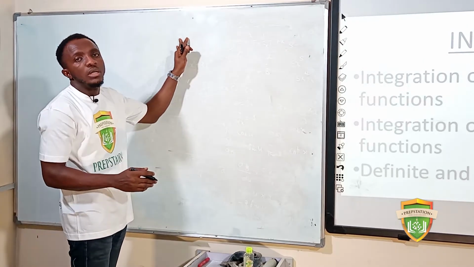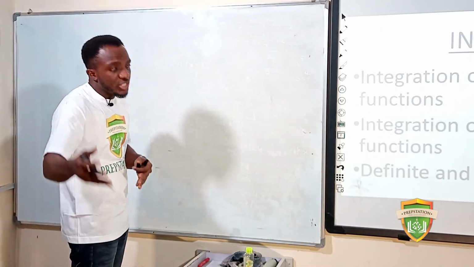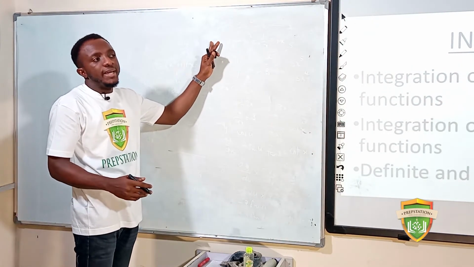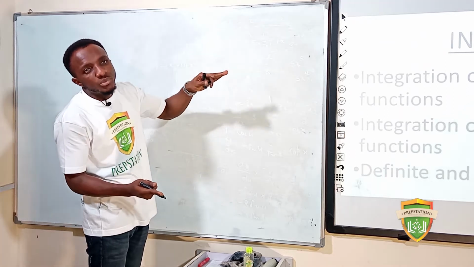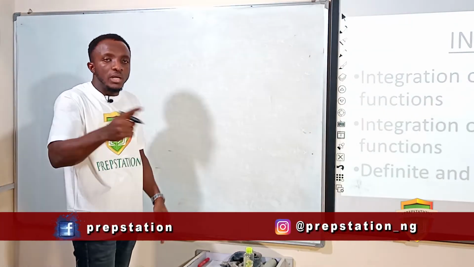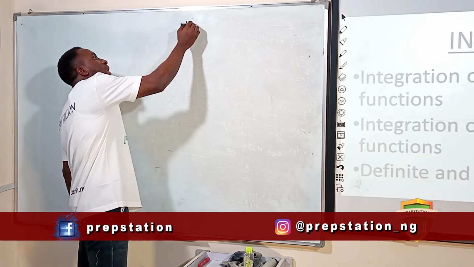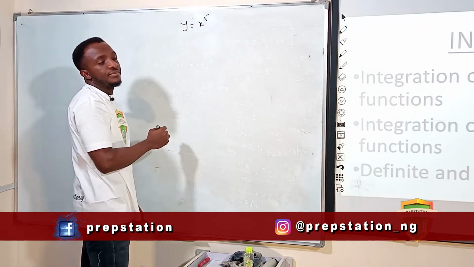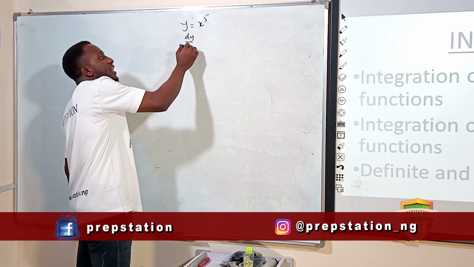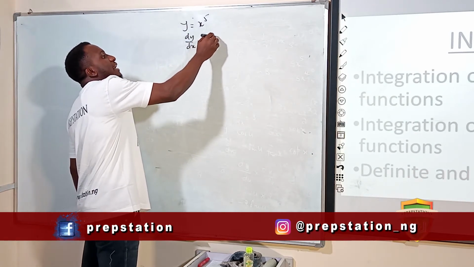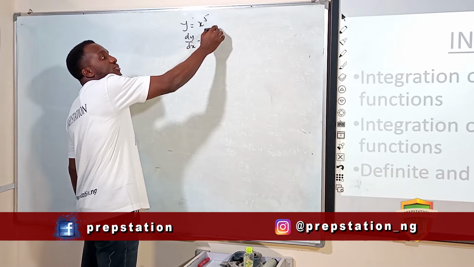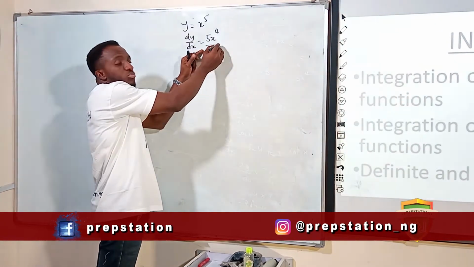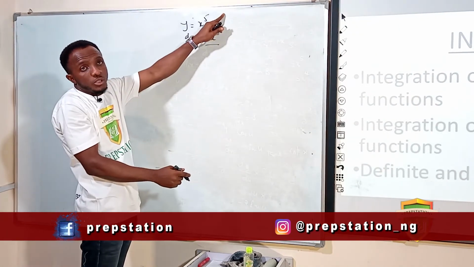Integration is what I call anti-differentiation. What differentiation does to a function, integration takes that result back to the function. Let me give you an example. If I have y as a function of x, let's say y is x raised to the power of 5, okay? If I differentiate this function, I'm going to have 5x raised to the power of 4. Now, integration would take this result back to the function.